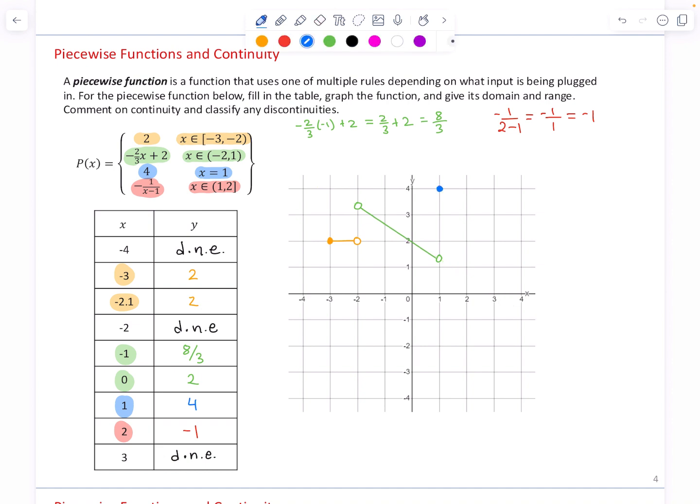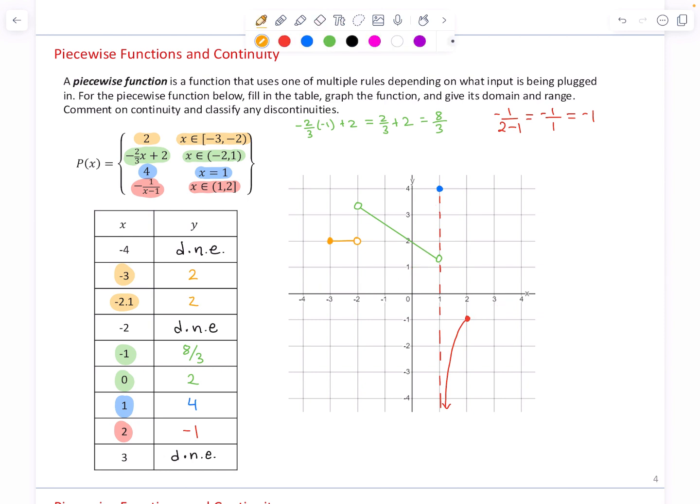And now the red rule, this is a transformation of 1 over x. 1 over x has been reflected across the x-axis and then shifted right 1. This is the red graph in its entirety, but now we want to crop it and keep only those x-coordinates that are to the right of the asymptote up to x-coordinate 2, and get rid of the rest.